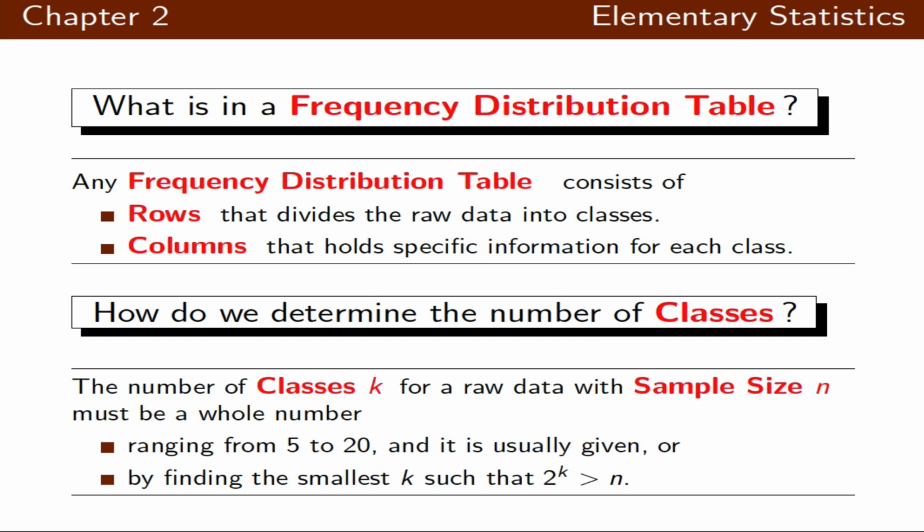Maybe it's given in the problem, or we can find the number k, the number of classes, such that 2 to the k is greater than n, the sample size. So for example, if we have a sample size of 30, then we want k to be equal to 5 because 2 to the 5th power is equal to 32, which is greater than 30, the sample size. But for the most part, you will be given the number of classes that we wish to have for the frequency distribution table.